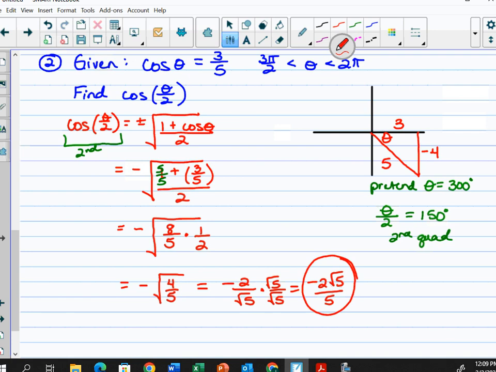All right, any questions on 2? Yeah. To figure out where theta over 2 is, you just pick any angle in the third or in the fourth quadrant. You could pick 358 if you wanted. Okay. All right, let's try again.